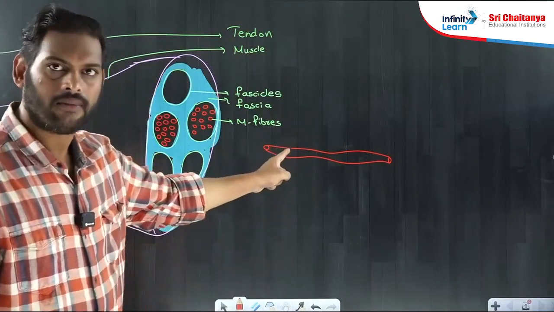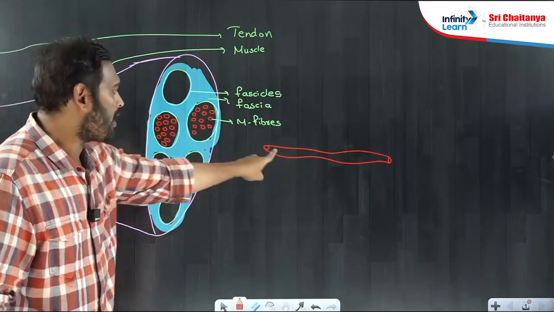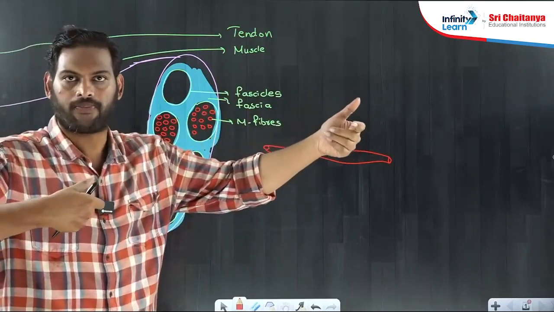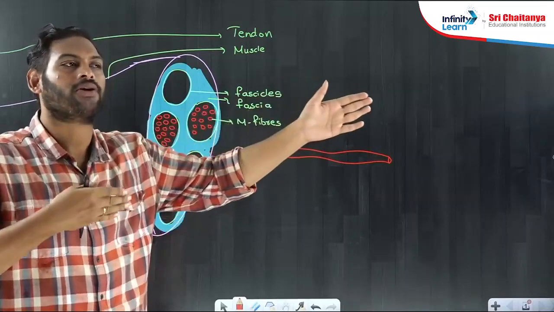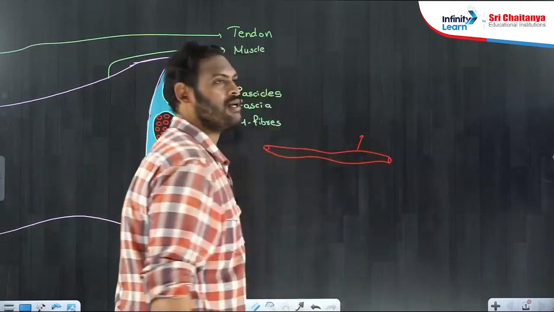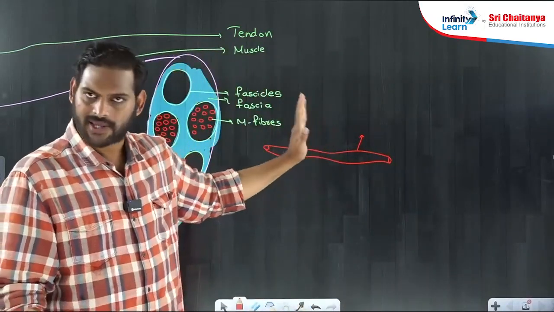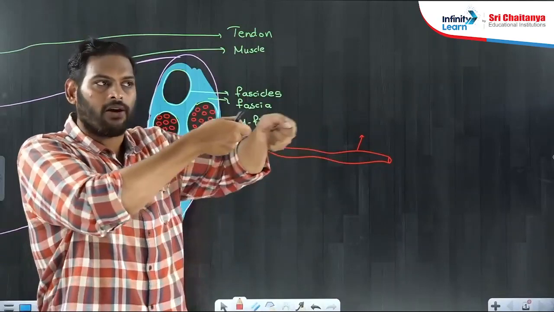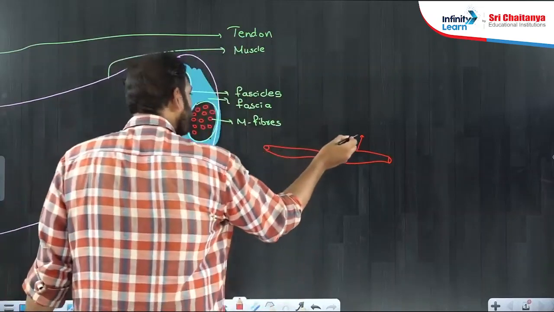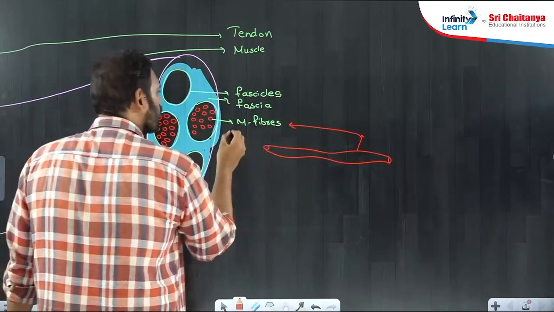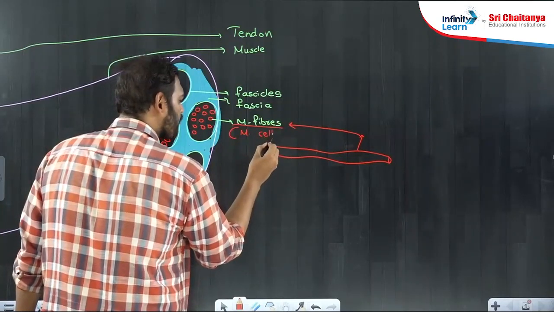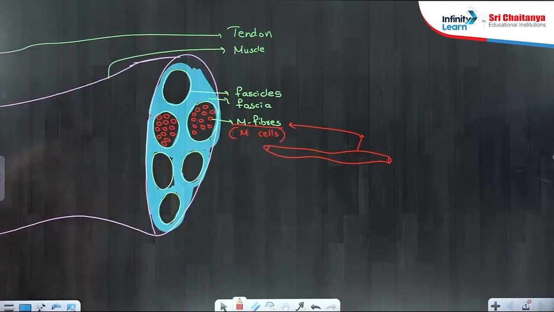It was a single cell. See guys, it's a single cell, but because of its very lengthy, elongated structure, we refer to this as a muscle fiber. I am telling you, this is a single cell. Because of this elongated nature, we often refer to a muscle cell also as a muscle fiber. So indeed, fibers are actually what? Muscular cells.